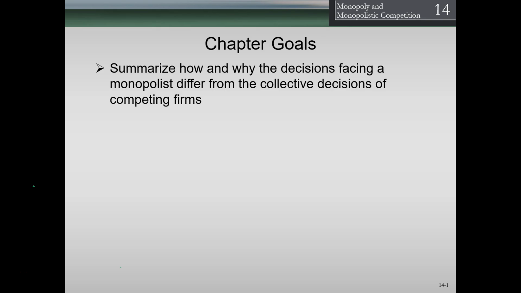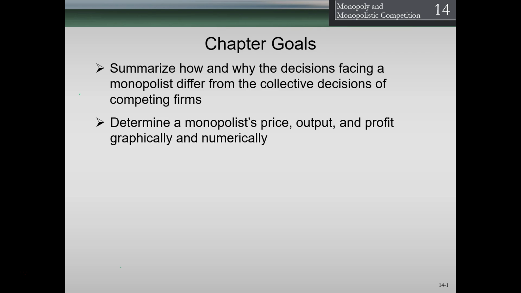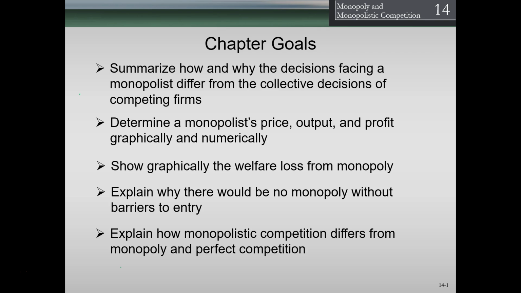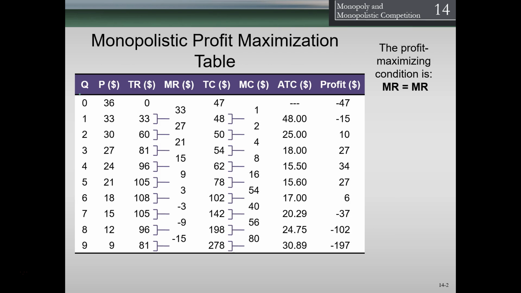Hello, in this lecture we're going to continue with Monopoly and Monopolistic Competition, Chapter 14. Our objectives are to summarize how and why the decisions facing a monopolist differ from the collective decisions of competing firms, determine a monopolist's price, output, and profit graphically and numerically, show graphically the welfare loss from monopoly, explain why there would be no monopoly without barriers to entry, and explain how monopolistic competition differs from monopoly and perfect competition.